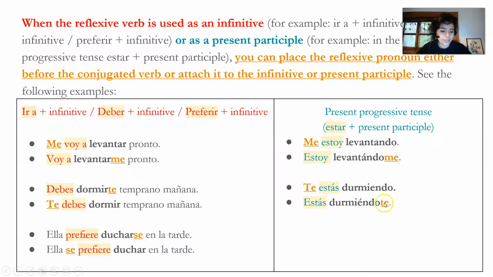to the present participle. Remember that the progressive tense is only used when you are describing actions that are happening right now. Ella está duchándose. She is showering. So again, you can either put the reflexive pronoun attached to the present participle or in front of the conjugated verb. Ella se está duchando. As you can see, the reflexive pronouns always agree with the subject. Like the conjugated verb must always agree with the subject.